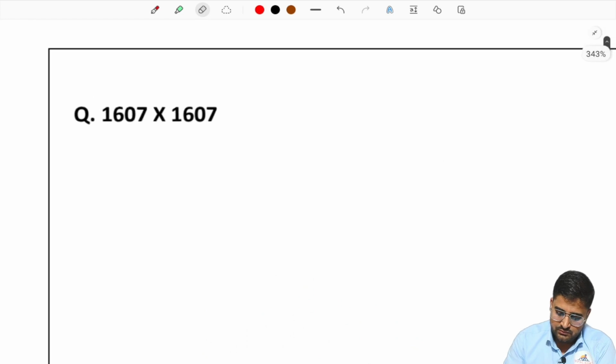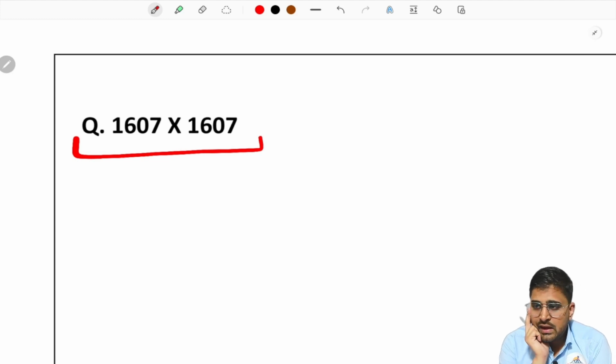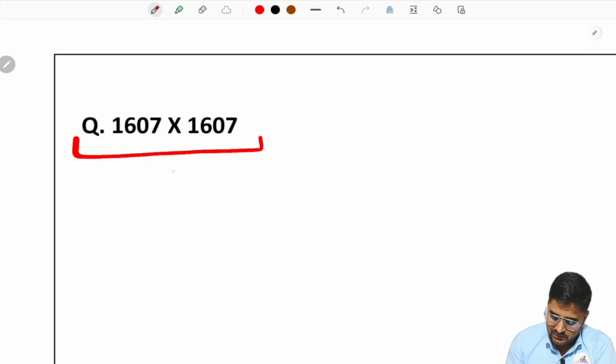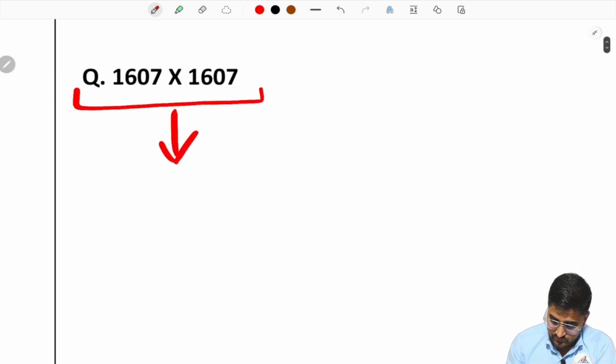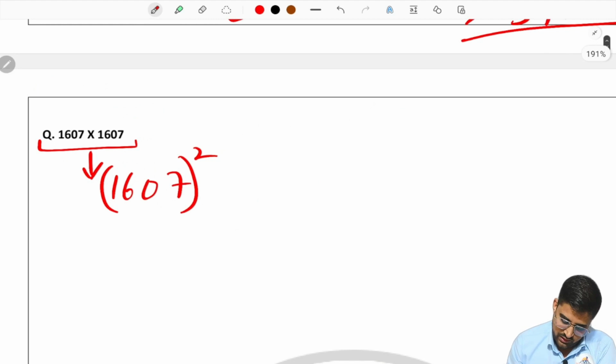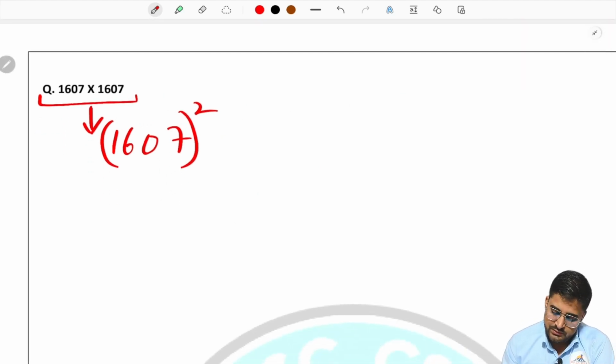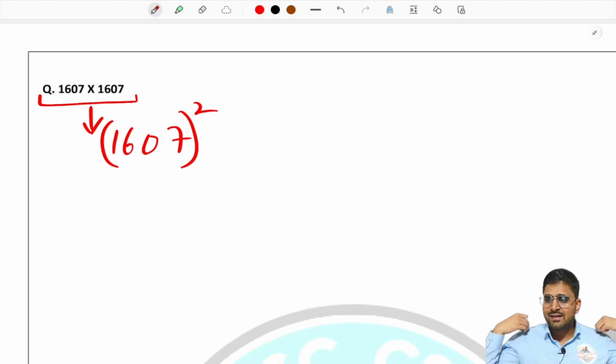Now let us see this question. At first glance, what do you think it is? It is basically 1607's whole square. Okay. Now it's 1607's whole square. Are you going to calculate it? Are you going to multiply 1607 into 1607 and then give the answer in 5-6 minutes?